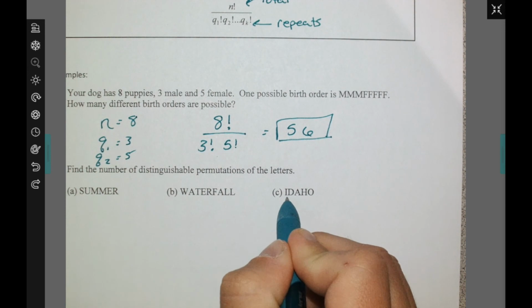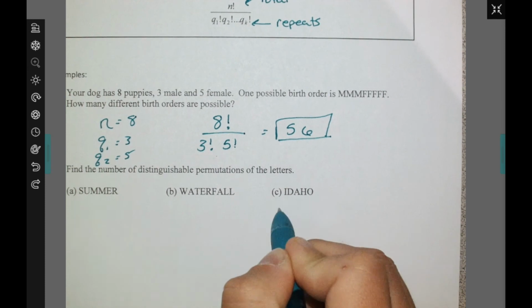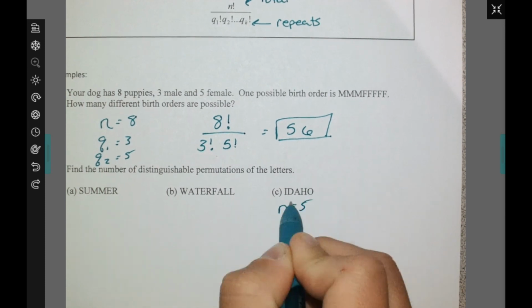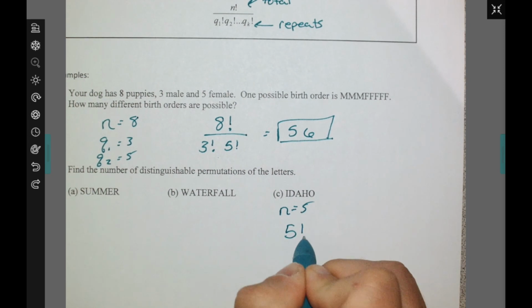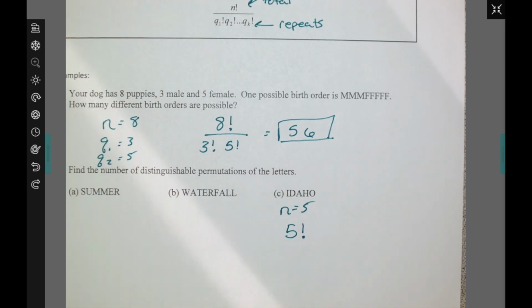Okay. Down here, we have it with letters again. So I'm going to go ahead and just do Idaho. You look at Idaho, you have 1, 2, 3, 4, 5. So there's 5 total letters. I look at it, there's absolutely no repeats. So this one would just be a 5 factorial. And you would plug that in your calculator, figure out how many different ways those letters could be ordered.